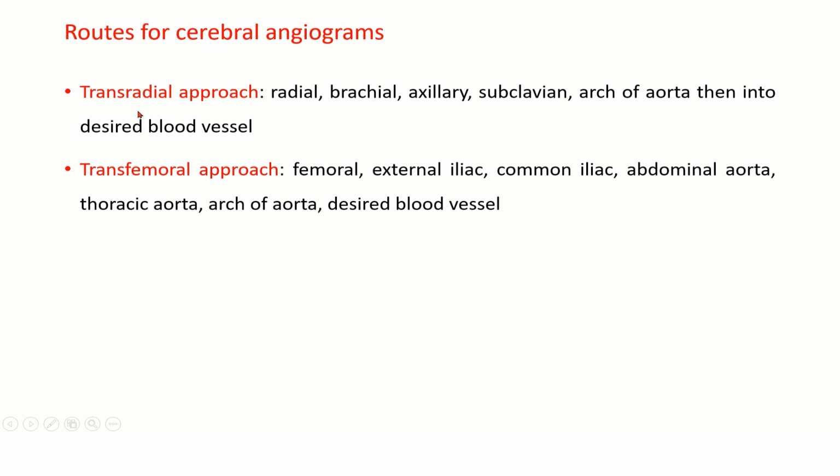So the transradial approach: the catheter is introduced into the radial artery, then followed through the brachial, axillary, subclavian, arch of aorta, then into the desired blood vessel. This is the transradial approach, and we can also use the femoral. So femoral, external iliac, common iliac, abdominal aorta, thoracic aorta, arch of aorta, and desired blood vessel.